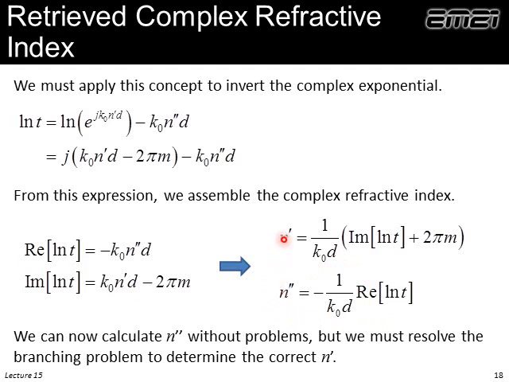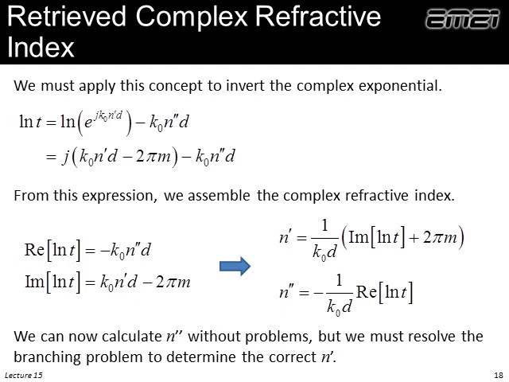The branching occurs in n prime. That's the real part of refractive index. That's the ordinary refractive index, and that's the 1 over k naught d. We have the imaginary part now of natural log of t, plus this integer multiple of 2 pi. It makes sense it would appear here. Remember, the ordinary refractive index tells us how fast the wave is traveling, or how compressed the wave is. Waves are cosines. They repeat every 2 pi. So since the ordinary refractive index is tied much more intimately to that, it makes sense that's where this branching thing would occur.